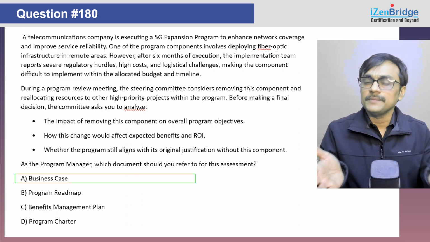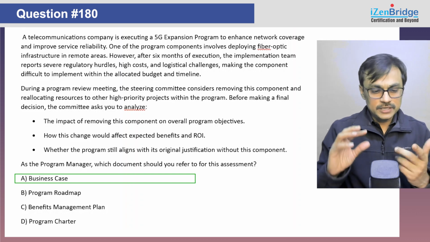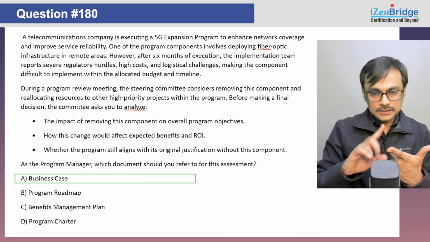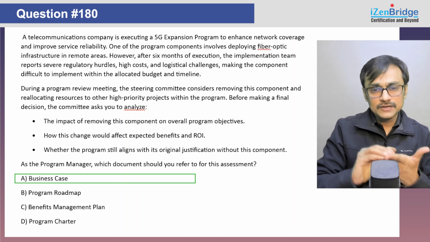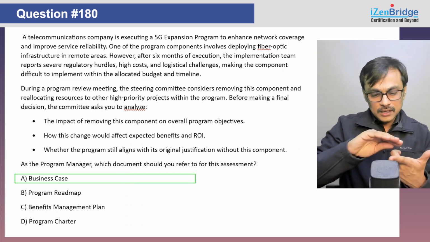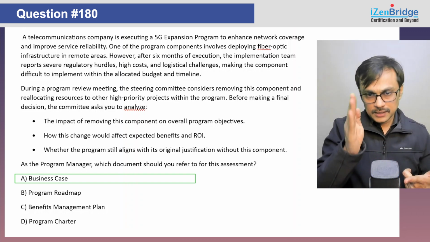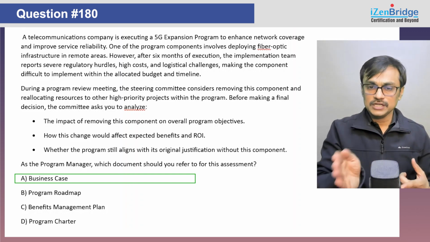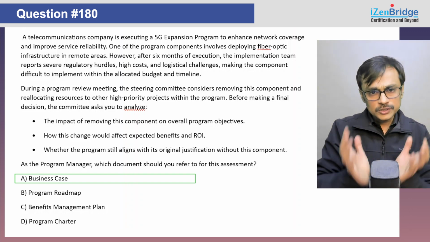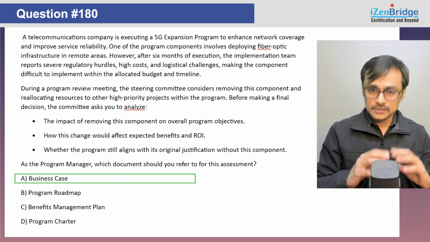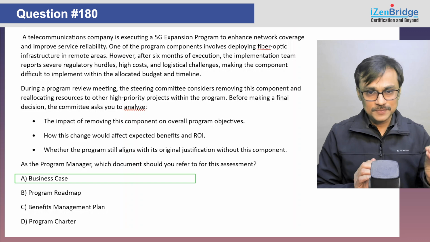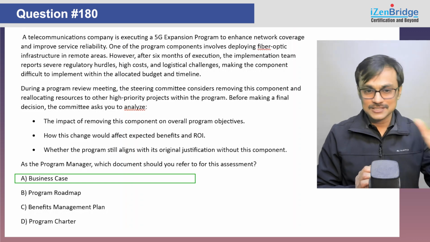More useful could be the business case here, because the focus is on ROI, on justification, and the particular type of impact being analyzed is how we are achieving our strategic objectives and the business benefits which we initially planned. So in order to do that, and again it's a decision making point, I better go to the business case. So in this particular case, I will choose the business case, option A.